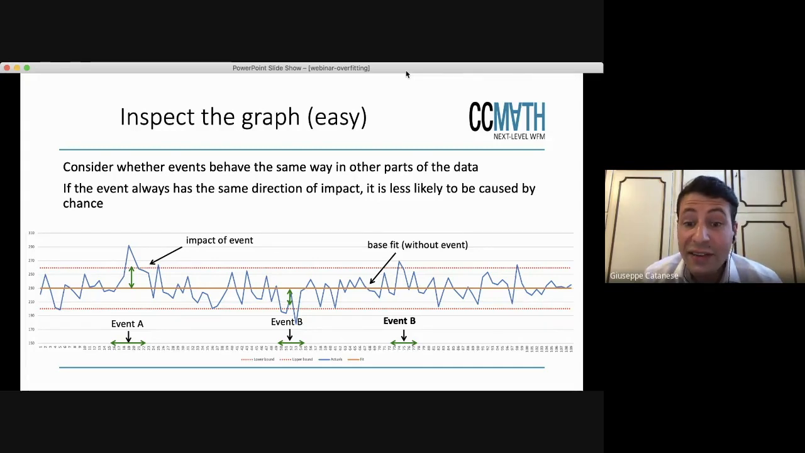So let's see in this case, for instance, you know that there is an event B, and you think this event has a negative impact. But then when you go forward in the future, you see that this event B happened again, and the impact looks actually positive or looks like nothing. Then you should start questioning your reasoning and think, okay, maybe it's better if I don't add this event B.